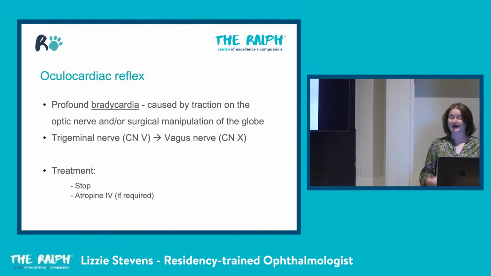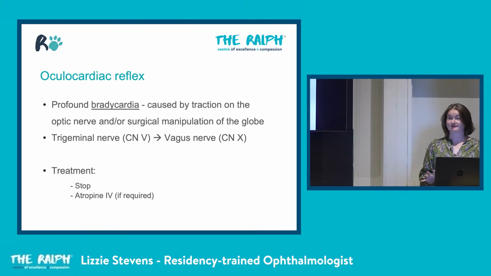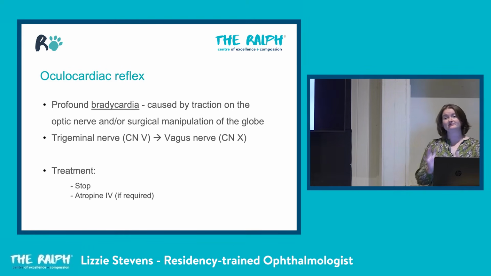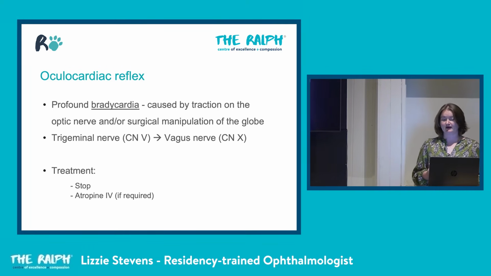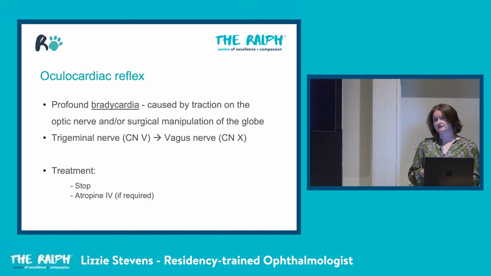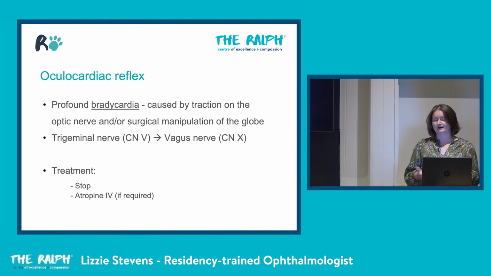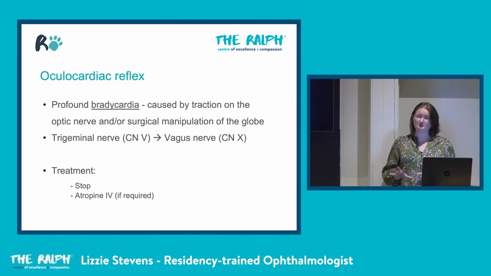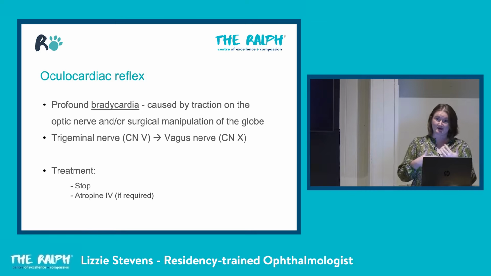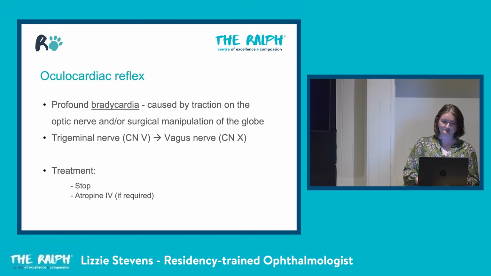And basically, if that happens, the first thing to do is just stop for a second, stop manipulating, give it a second and see if this resolves. And then sometimes if it doesn't, we might think about giving intravenous atropine to try and reverse that bradycardia. But to be honest, more often than not, just stopping for a second is all that you need to do, and then just being a little bit more gentle going forwards.